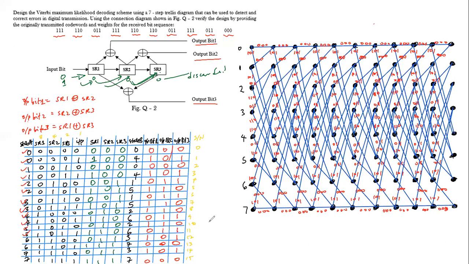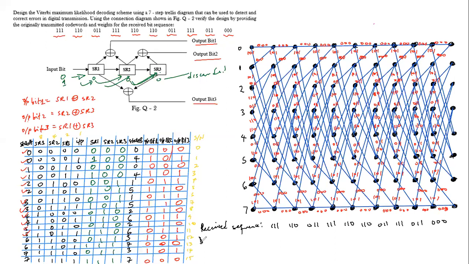So now, what was received? We have the received sequence here: 111, 110, 011, 111, 110, 110, 011, 111, 011, 000, numbered 1, 2, 3, 4, 5, 6, 7, 8.